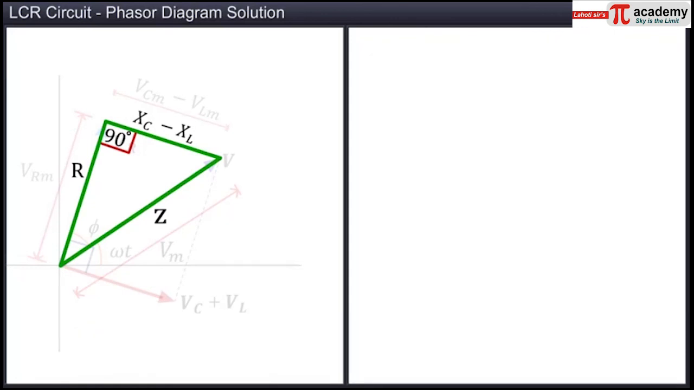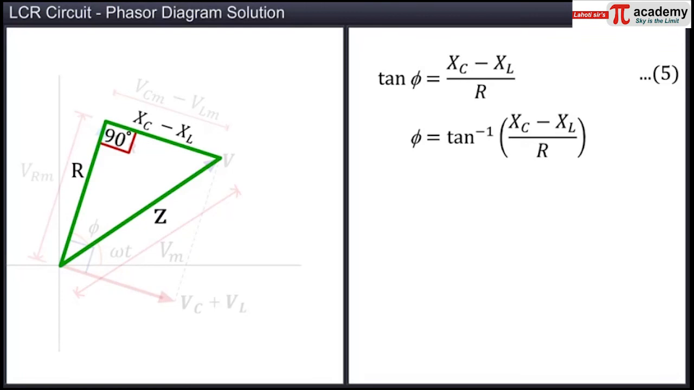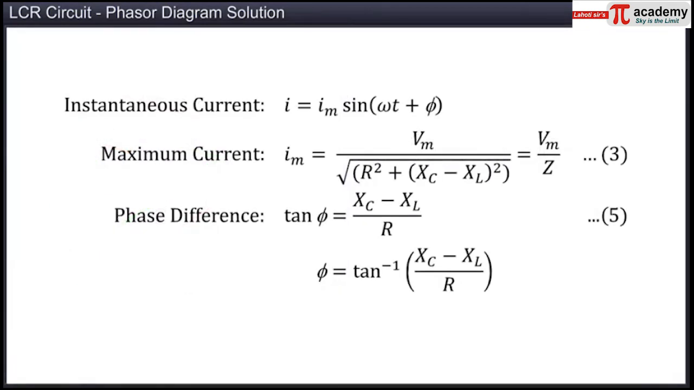In an LCR series AC circuit, the phase difference phi existing between the voltage and the current can be determined by using the impedance diagram. In the impedance diagram, the hypotenuse gives the impedance Z. Here, we observe that tan phi is equal to (Xc minus XL) by R. Let this be equation 5. Phase difference phi is equal to tan inverse of (Xc minus XL) by R. Thus, the current flowing through the LCR series AC circuit can be given as I equal to Im sin(omega t plus phi), where Im is given by equation 3 and the phase difference phi can be calculated from equation 5.